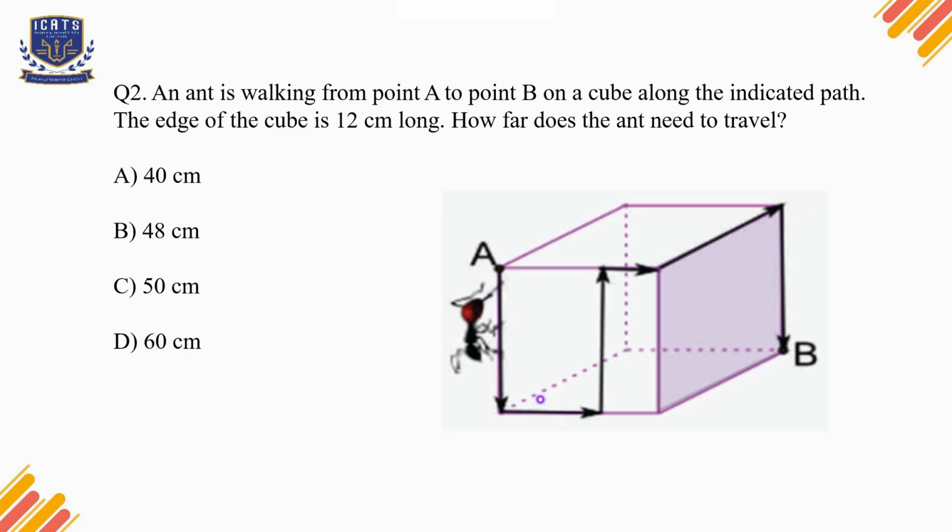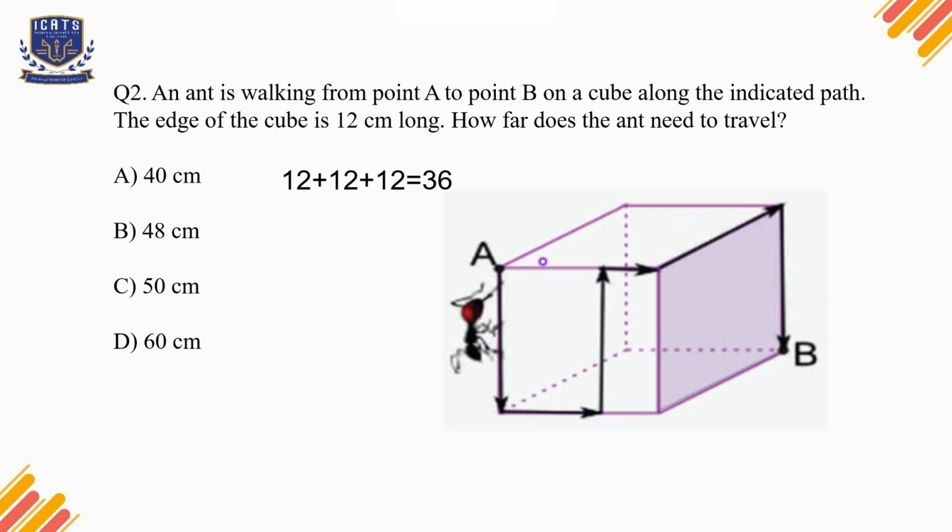So here the picture is looking like a cuboid because we have stretched it. But as it is mentioned in the question that we have to discuss a cube, and all the sides of a cube are always of the same length, which is 12 centimeters in this case. Now let's count the number of vertical sides which the ant has to travel. 1, 2, 3. As each side is of 12 centimeters, we can add 12 three times. That is equal to 36.